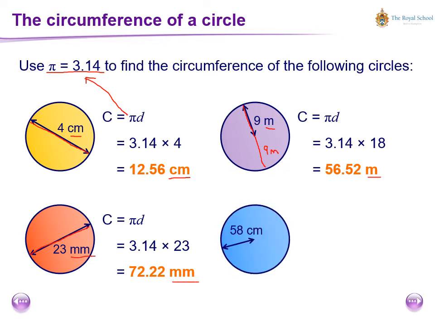And final one then. Here we've got a blue circle. Write out the formula. Let's pop in our pi and our diameter. If the centre to the circumference is 58 here, it's also 58 here. So our full diameter is 2 lots of 58, or 116. Pop it in on the calculator and we get 364.24 centimetres. And this is how we find our circumferences then.